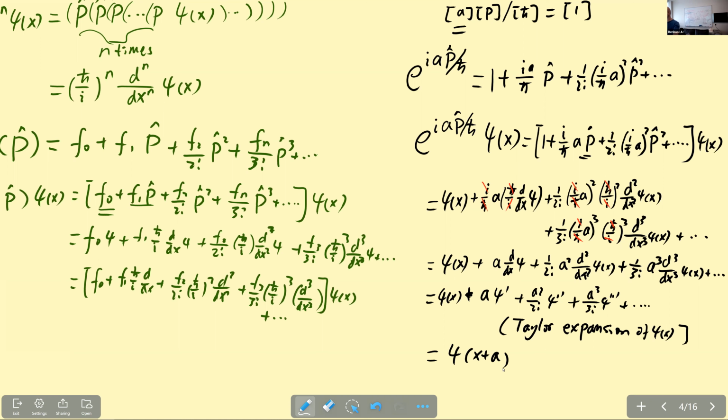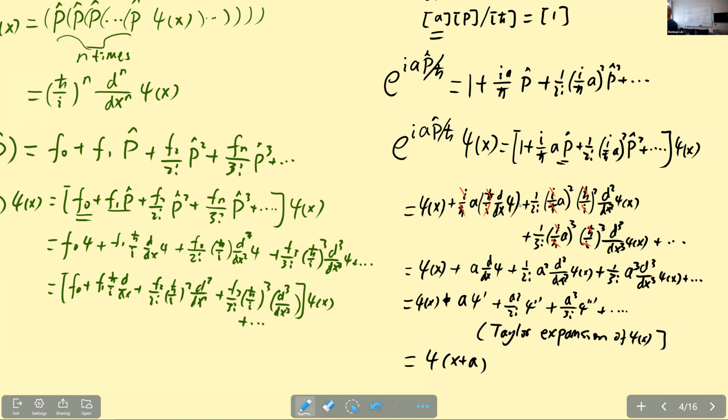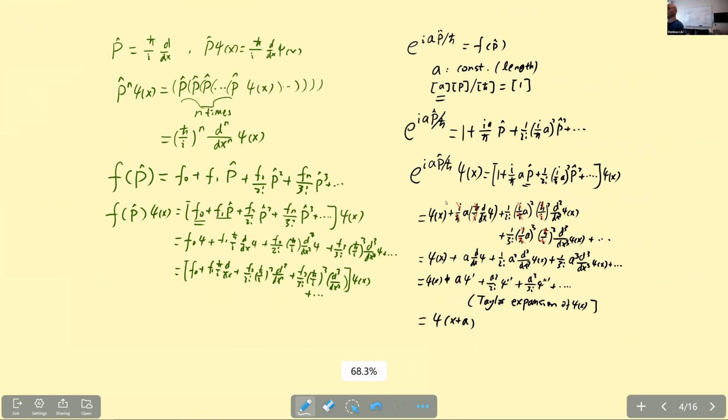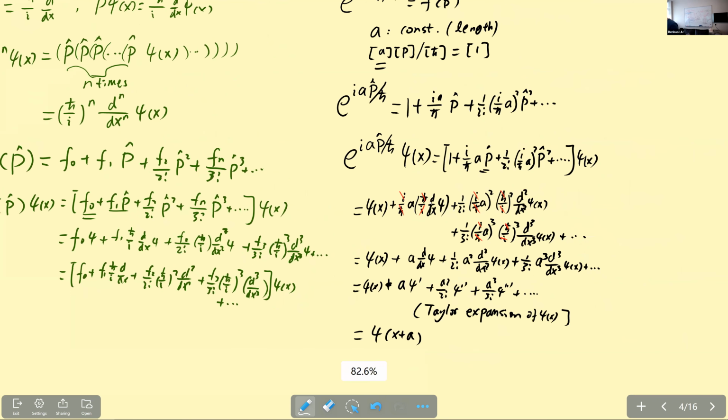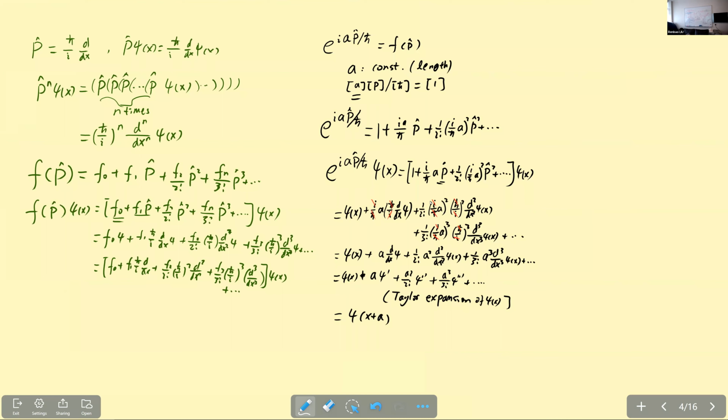So what's the meaning of this? What's the result of this? So that means e to the iAP over h bar acting on psi of x will just equal to psi of x plus A, right? Or in other words, you can put this one to be minus iAP over h bar acting on this psi of x. That of course will be just equal to psi of x minus A, right?